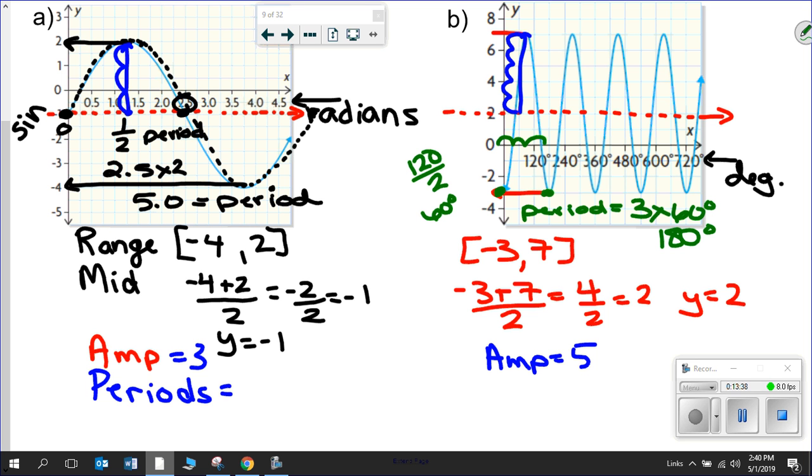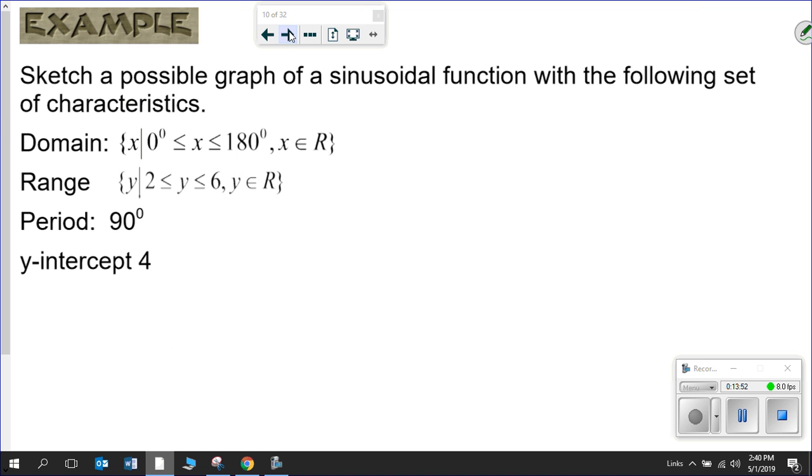So that's just finding all of those different characteristics with a graph that's given to you. A nice place to start learning all of those definitions. I have one more example. It says, sketch a possible graph of a sinusoidal function with the following set of characteristics. I want to graph it over a domain between 0 and 180. So that basically just means I'm going between 0 and 180.